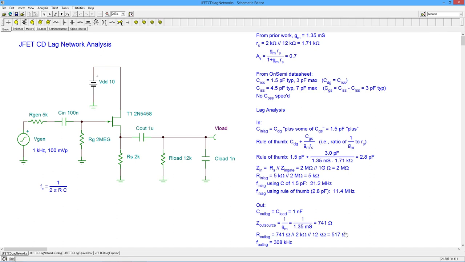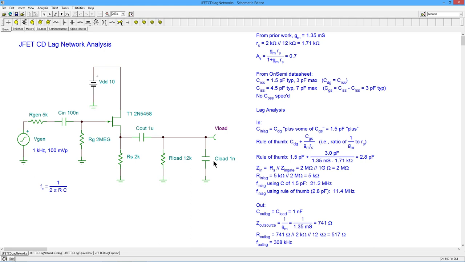How do we check the other network, the 11.4? So we just did 300, 308. We expected this because it's the output network, because it is the dominant network. 308 versus 300, that's pretty good, a couple percent.